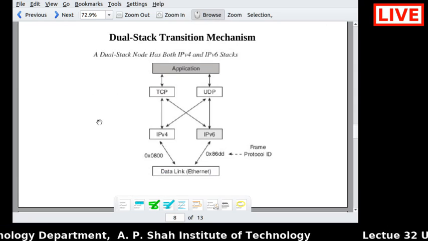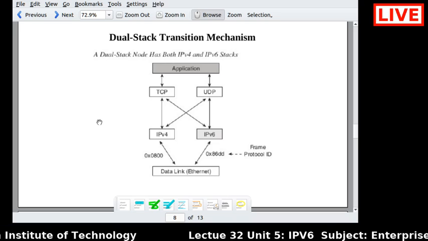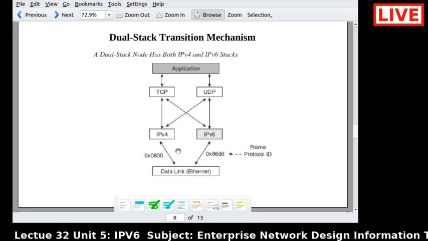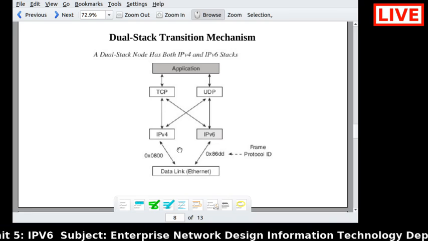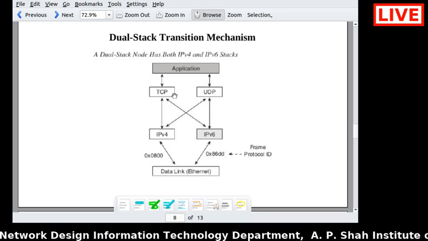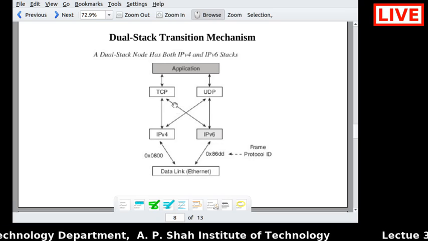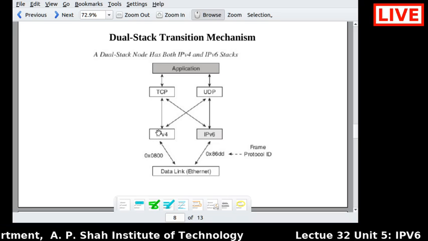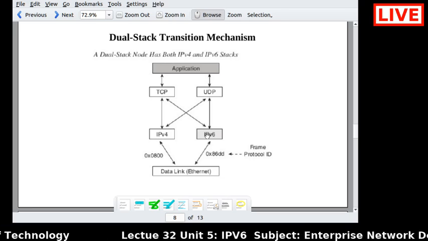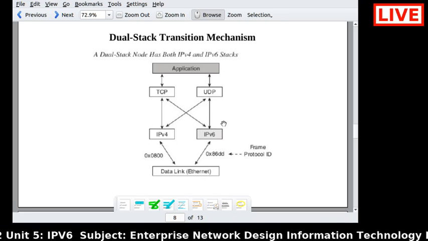So in the first technique, the first mechanism, dual stack, the dual stack node enables both IPv4 and IPv6 stacks. As I already mentioned, the applications communicate with both IPv4 and IPv6. So the application has communication with respect to both IPv4 and IPv6 stacks. The IP version choice is based on name lookup and the application preferences.